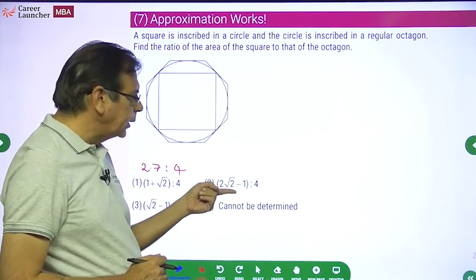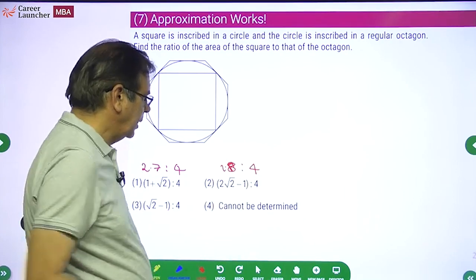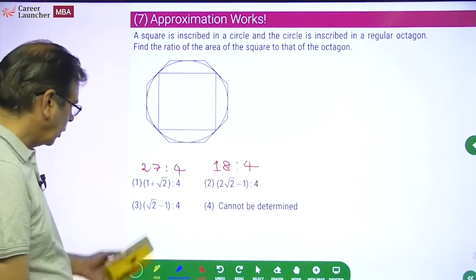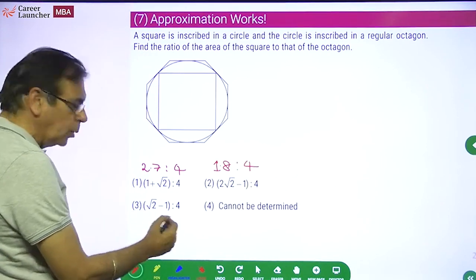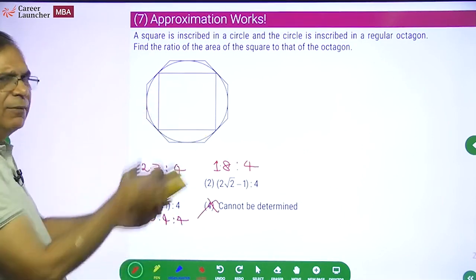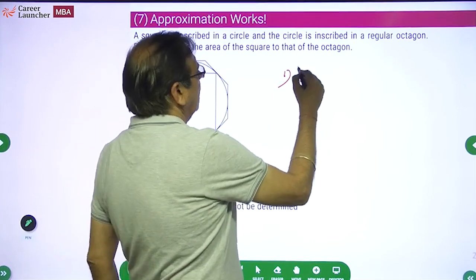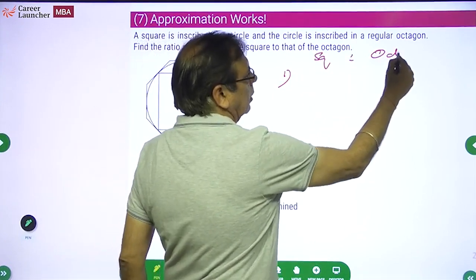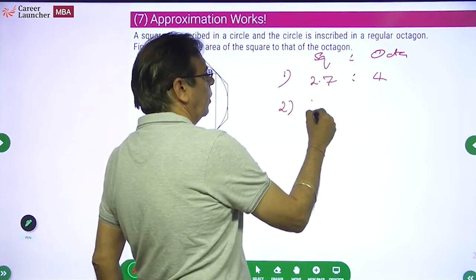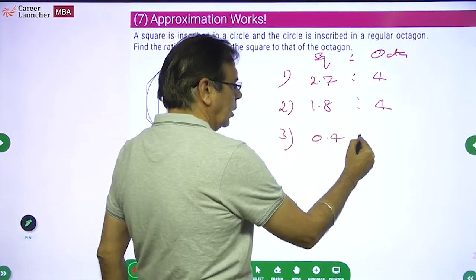Choice 2, 2 root 2 minus 1, 1.8 is to 4. Okay, let me write it down neatly. Right? Choice 3, root 2 minus 1, 1.4 minus 1, 0.4. Okay, this is definitely ruled out because obviously we can calculate and determine. So effectively, what are the choices? Choice 1 is telling me area of square to octagon is 2.7 is to 4. Choice 2 is telling me it is 1.8 is to 4. Choice 3 is telling me it is 0.4 is to 4.